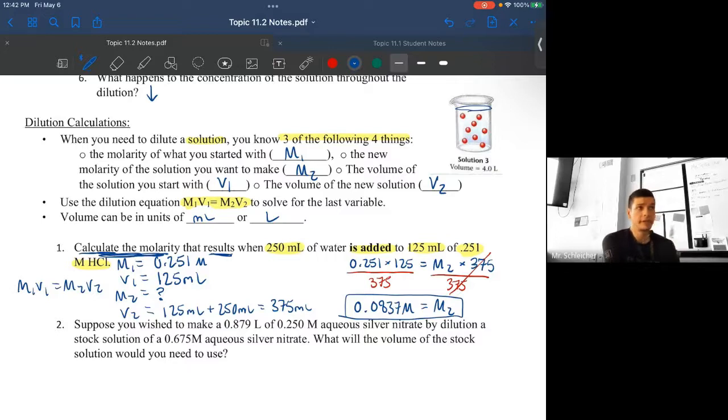Okay, so to double check your work, you could just think to yourself, does this make sense? I added more water to this and the concentration went down. Does that make sense? Yeah, it makes sense because the concentration is supposed to go down if I add water to it. It gets more diluted and concentration goes down as I dilute things.